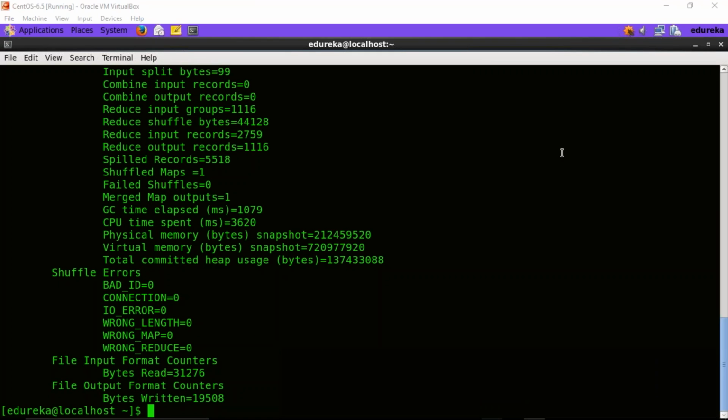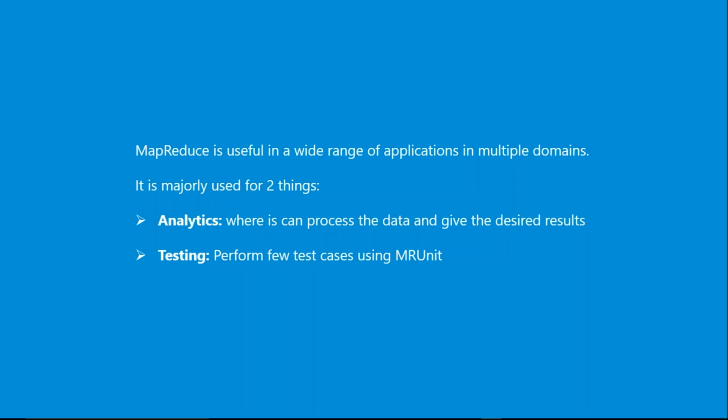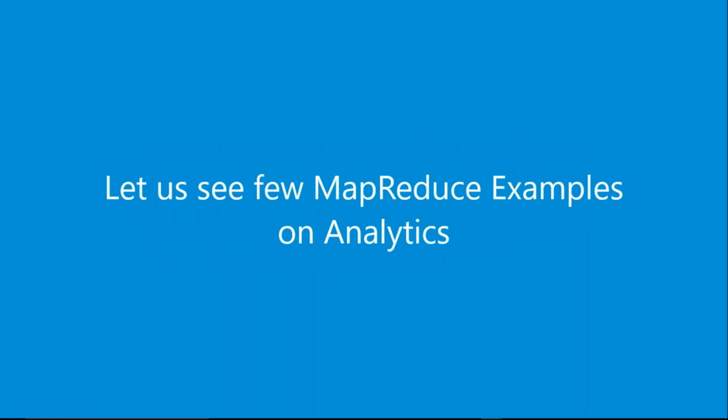Good. Now let's go back and see the next example that we'll be executing today. So MapReduce has got a wide range of applications. However, if we try to classify it, we can broadly classify it under 2 major applications. One could be analytics and the second could be testing. Using MapReduce, a lot of people perform various kinds of analytics over big data, as well as MapReduce can also be used for testing a particular MapReduce program, using MRUnit. So let's move on, and to start with, we'll see examples of MapReduce on analytics, right?